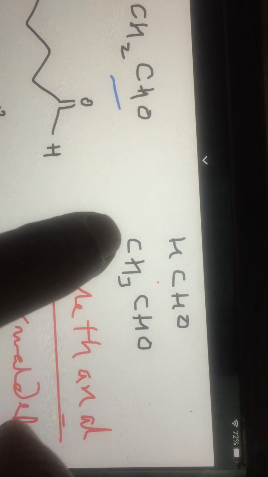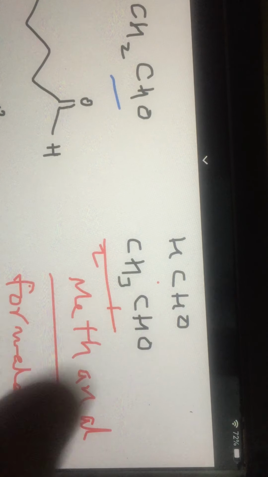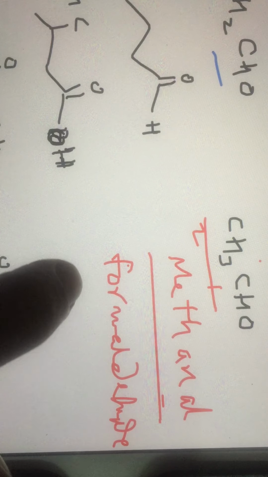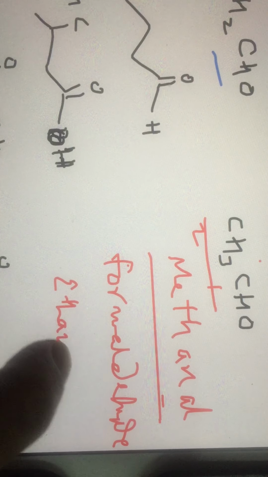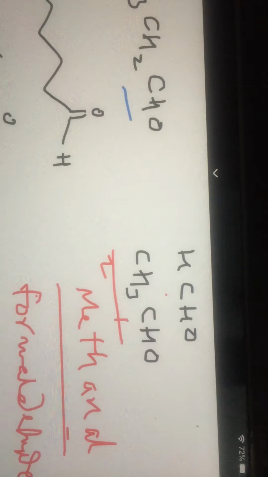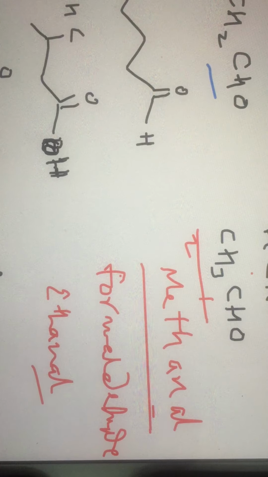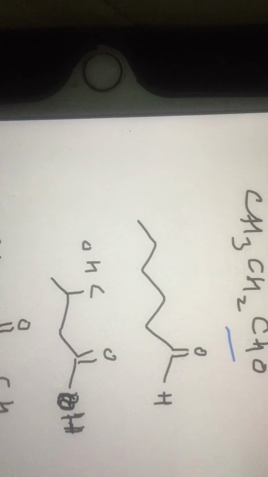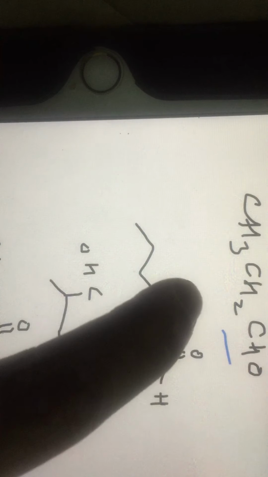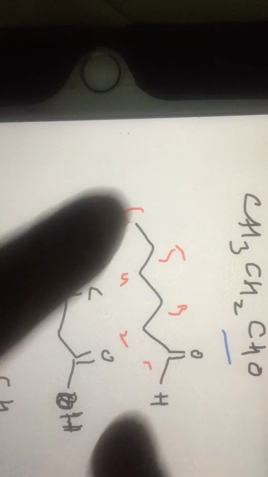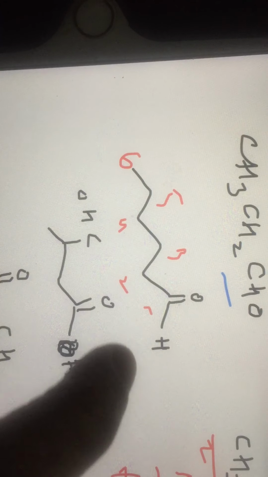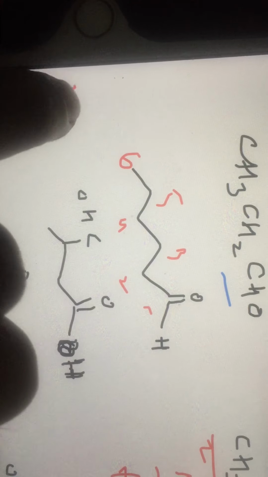IUPAC name methanal. This compound has two carbons, so it is ethanal. Common name is acetaldehyde. The name ends with al. Look at this compound. This has 1, 2, 3, 4, 5, 6 carbons. So it is hexanal.